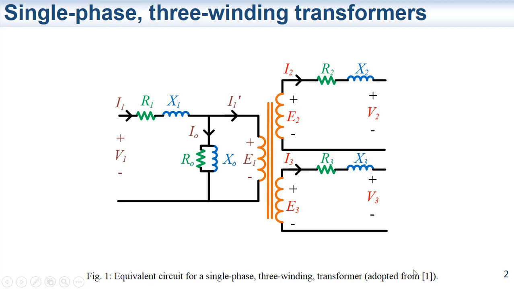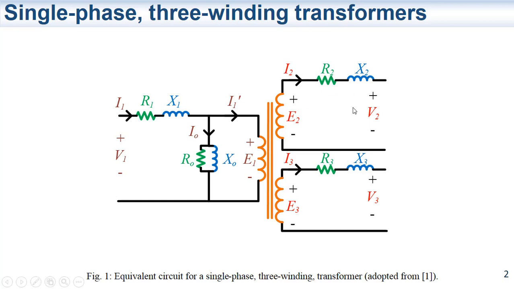The equivalent circuit of a 3-winding transformer is shown in figure 1, which is adopted from reference number 1, and of course all the references cited in this video will be presented at the end. In the equivalent circuit, primary, secondary and tertiary windings are presented. Each winding has a self-resistance presented by R1, R2 and R3, and self-inductance, which produces leakage reactance X1, X2 and X3.